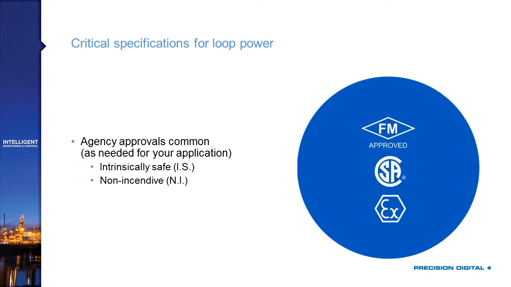Agency approvals is another very common spec that people go to loop power devices in order to get. You see a couple of the logos here on the right for FM, CSA, ATEX. There's also IEC and others.